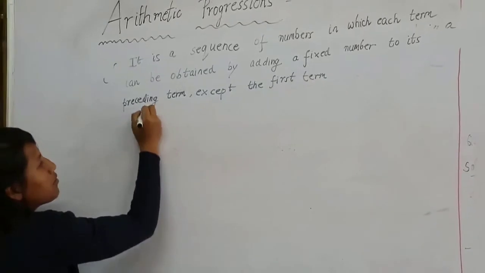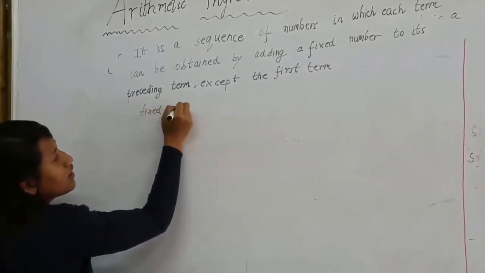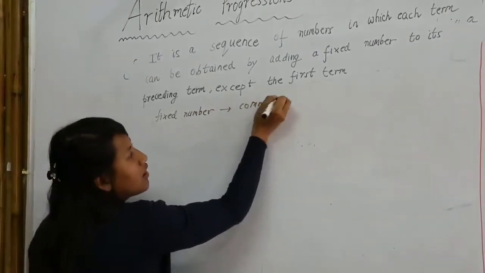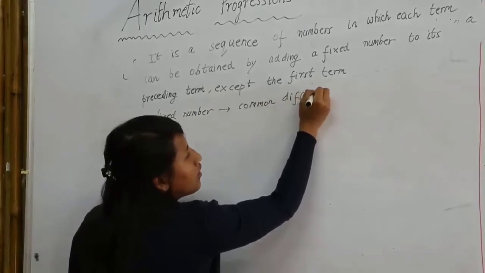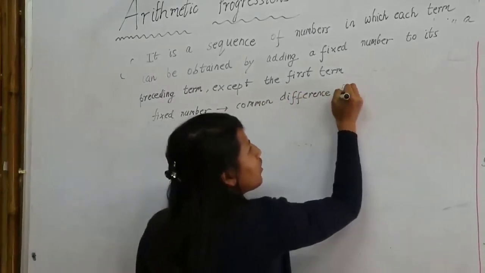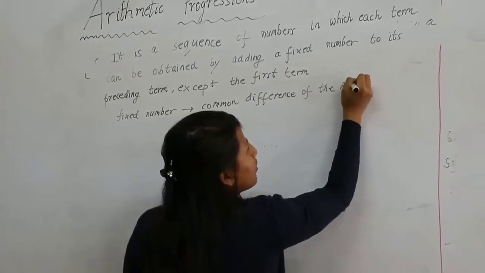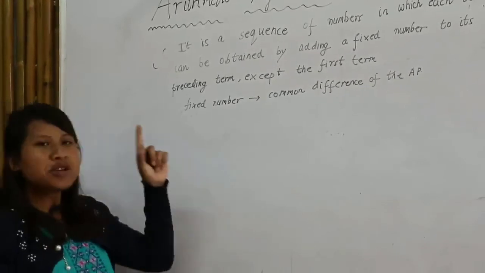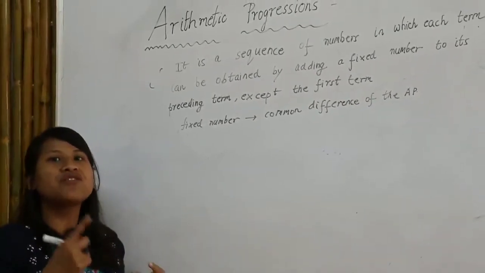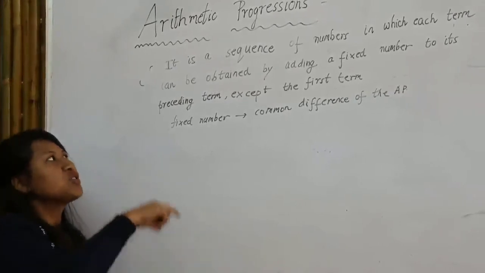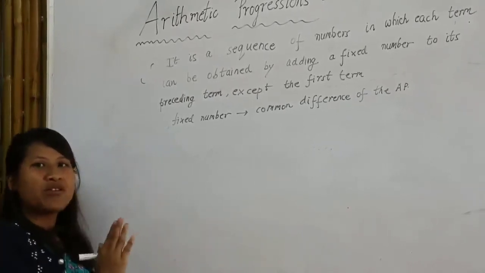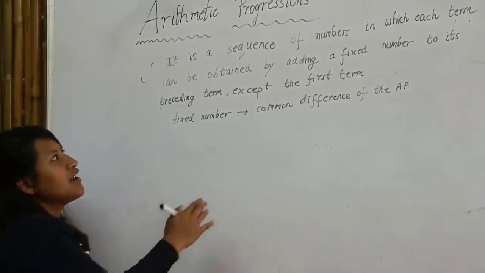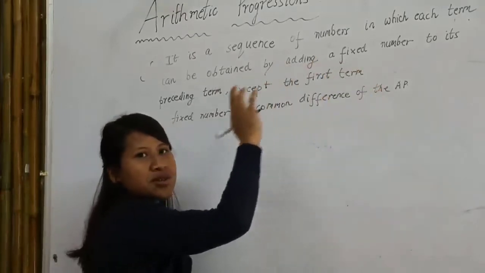And this fixed number, okay, they call what? They call the common difference. Common difference of the AP. Okay, they call the common difference of the AP. So arithmetic progression, it is a special type of sequence. Okay, we have seen sequence, no? So this one is a particular type of a sequence. Okay, but what is the rule here is that they follow this one, they add a fixed number to its preceding term.